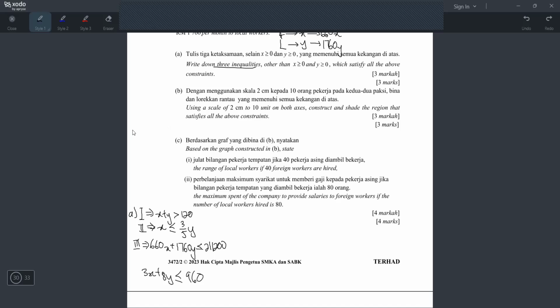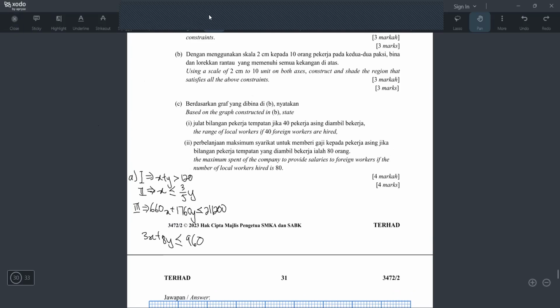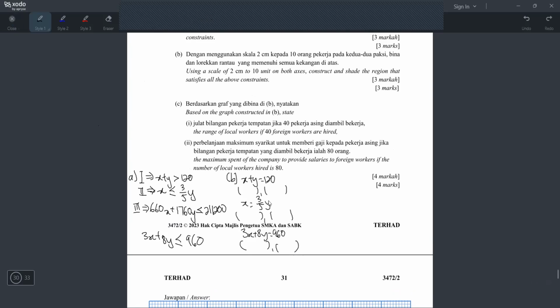Okay, so now let's do B. So this is the A answer. B says using a scale of 2 cm to 10 on both axes, construct and shade the region. Actually we have to find points first. We cannot draw the graph first, right? So what I'll do is change all these signs to equal. So X plus Y equals 120, and then find 2 points. And then X equals 3/5Y, find 2 points. And then 3X plus 8Y equals 960, find 2 points. Usually these 2 points, you can find any 2 points you want, but most of the time I'll just find X equals 0, Y equals 0, because these points are very easy to plot.